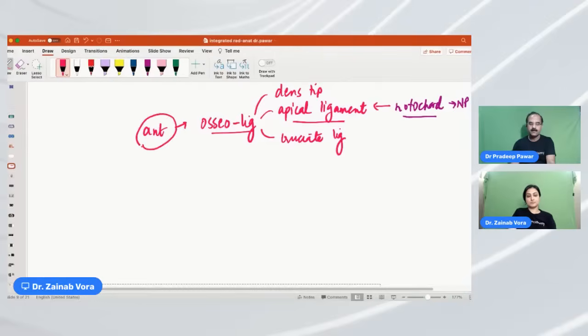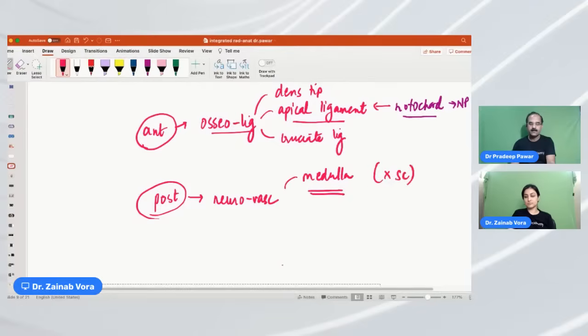And what passes through the posterior compartment is the nerves and the vessels. So it is rightly known as the neurovascular compartment. What passes through this compartment is the lower part of the medulla and the meninges. Remember, not the spinal cord. A very common mistake made by students. What passes through the posterior compartment is not the spinal cord. It's the lower part of the medulla and the meninges.